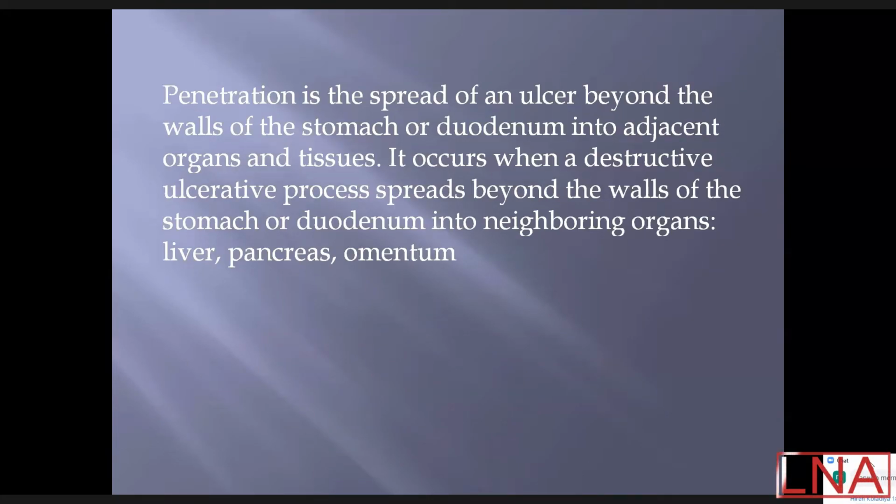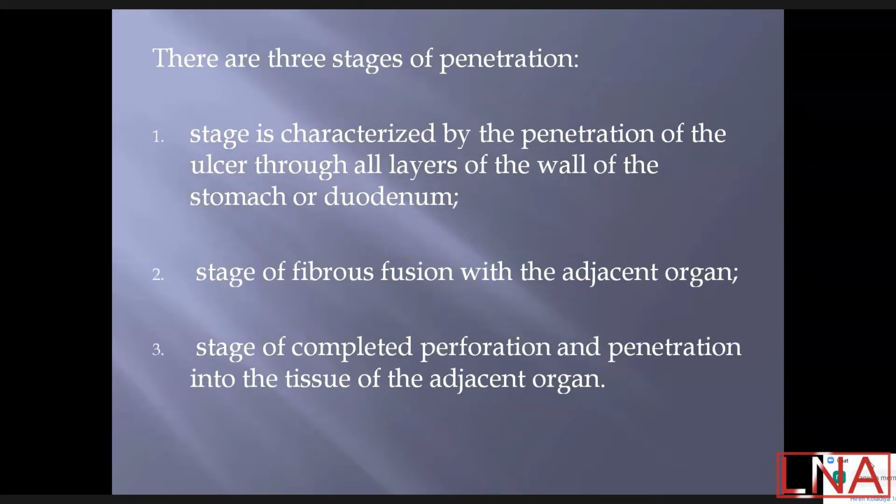Next complication: penetration of ulcer beyond the wall of the stomach or duodenum into adjacent organs and tissue. It occurs when a destructive ulcerative process spreads beyond the wall of the stomach or duodenum into neighboring organs: liver, pancreas, omentum. For example, ulcer of the posterior wall of the duodenum and postbulbar ulcer penetrate into the head of the pancreas, less often into the biliary tract, liver, hepatoduodenal ligament, and very rarely into the large intestine and its mesentery. Stomach ulcer penetrates into the lesser omentum and the body of the pancreas.